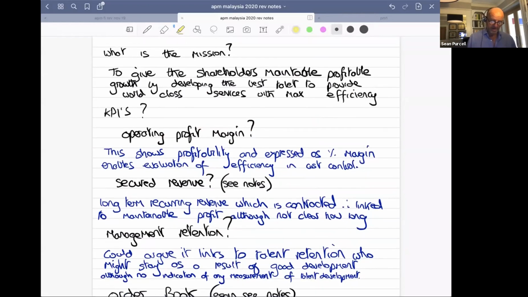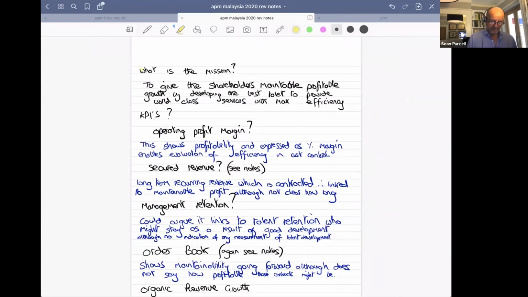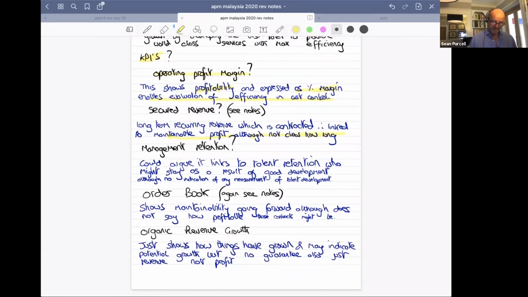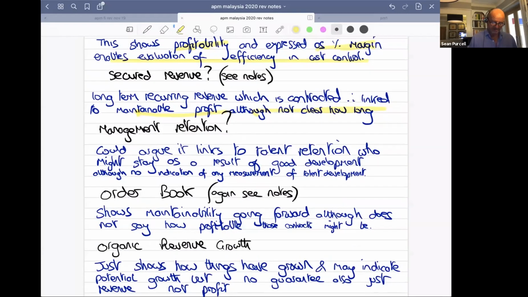Okay, so here we go. I begin here by talking about the mission. I talk about the KPIs, operating profit margin. It does show profitability. It's expressed as a percentage that enables evaluation of efficiency. So that's good. Secured revenue. Well, it's long-term recurring revenue, which is contracted. So yes, it's linked to profit, although it's not clear completely how it's linked. Management retention, it could be linked to talent, those who might stay, those who might go, but there's not really any measurement of talent. So that's not so great in the context of the mission.